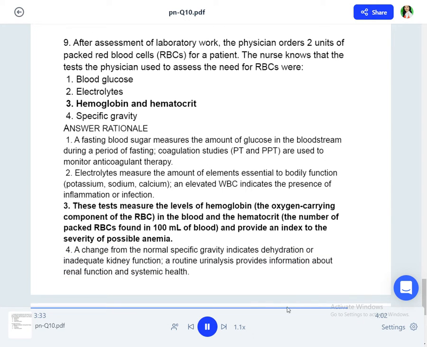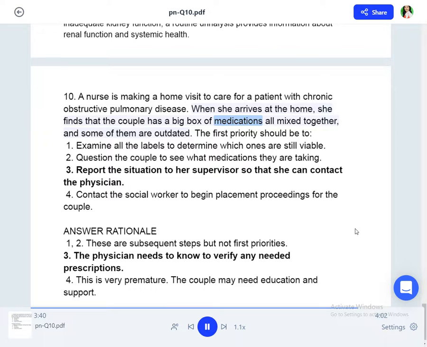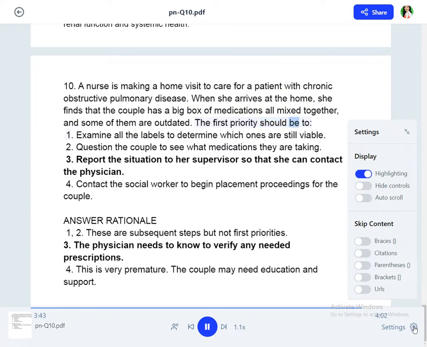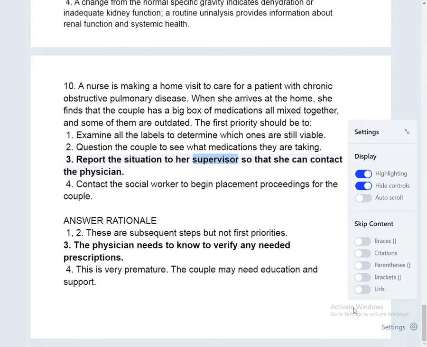10. A nurse is making a home visit to care for a patient with chronic obstructive pulmonary disease. When she arrives at the home, she finds that the couple has a big box of medications all mixed together, and some of them are outdated. The first priority should be to 1. Examine all the labels to determine which ones are still viable. 2. Question the couple to see what medications they are taking. 3. Report the situation to her supervisor so that she can contact the physician. 4. Contact the social worker to begin placement proceedings for the couple.